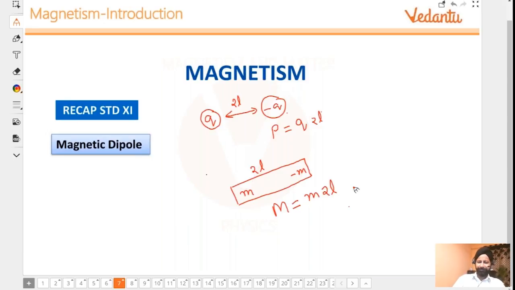Now we extend it further to a magnetic dipole. So now we studied Q and minus Q. The electric dipole moment was Q times 2L, right? And the magnetic dipole is no different. There is a north pole and there is a south pole, right? So let's call the north pole's strength M, and this is minus M. And the length of the magnet is 2L. So the magnetic dipole moment of this dipole is M times 2L.